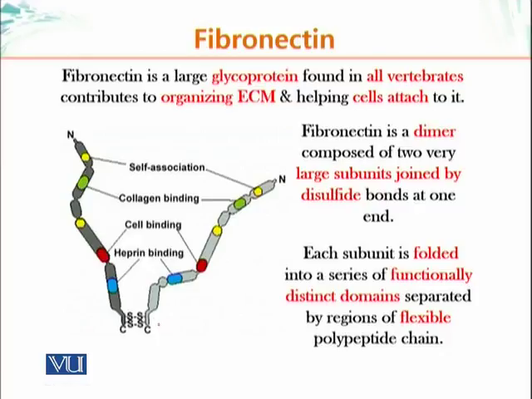Fibronectin is a dimer. It has two molecules which are linked together by disulfide bonds. Each subunit is folded into a series of functionally distinct domains. These different domains are separated by regions of flexible polypeptide chain. For example, this is the flexible region, and you can think of it as a hinge. So this is a flexible molecule. In fact, the flexibility of this molecule plays an important role in its function. We'll talk about that in just a few minutes.